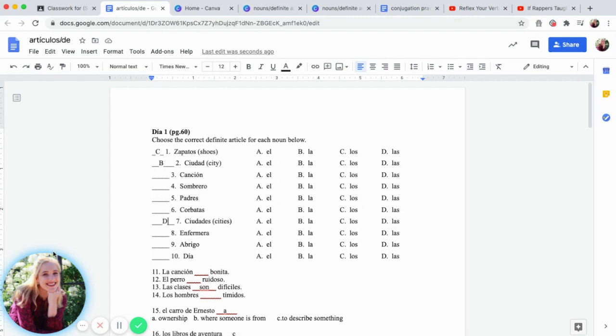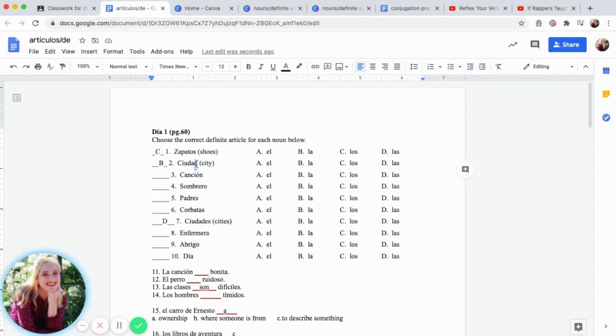And why is the answer B? Why is it singular instead of plural? Okay, good question. So in the lesson, remember we talked about how most of the time masculine words end in O and feminine words end in A most of the time. But sometimes the words don't end in O or A. Sometimes they end in a consonant. Sometimes they end in a letter that's not a vowel. Like this one, it ends in D.